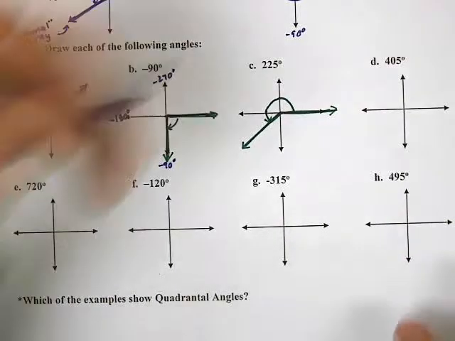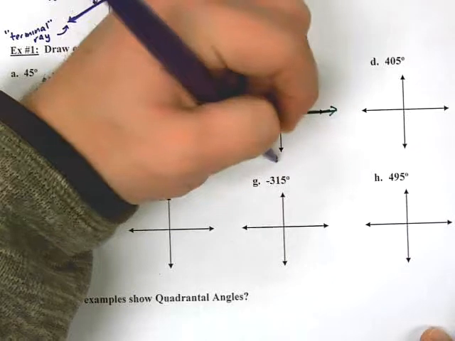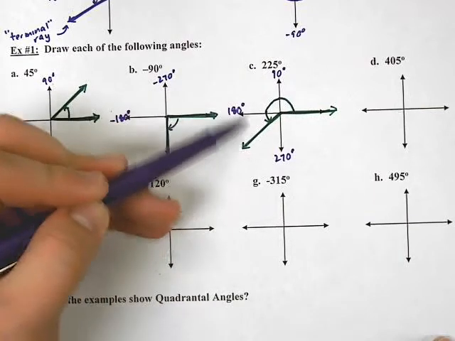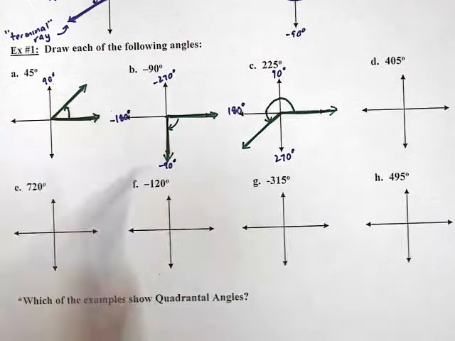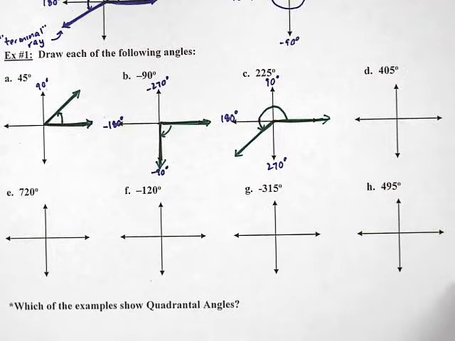Again, if it helps you, you can label this to start. 90, 180, 270. That should hopefully help you understand that 225 has to be somewhere in this third quadrant because it has to be between 180 and 270. Okay? All right. Let's keep going. I'll try and speed up a little bit. I'm probably boring some of you guys.